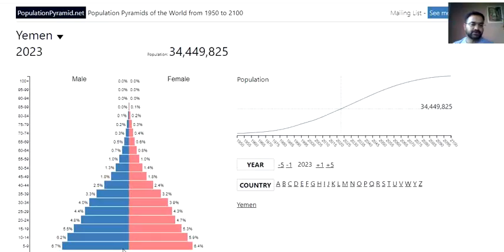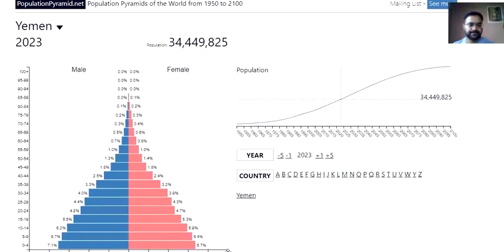Okay, and for this clarification, I'm going to use some population pyramids from authorized sites. Let us see what those population pyramids are going to explain.